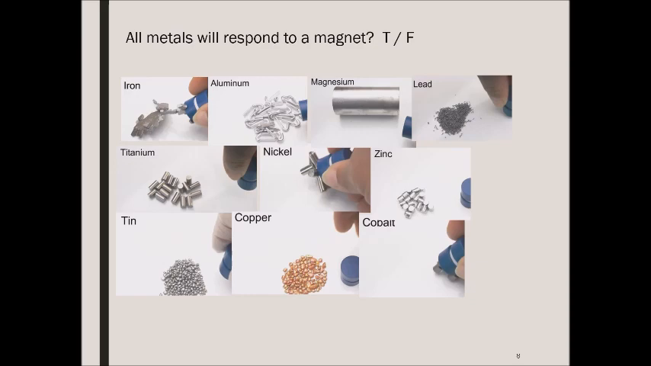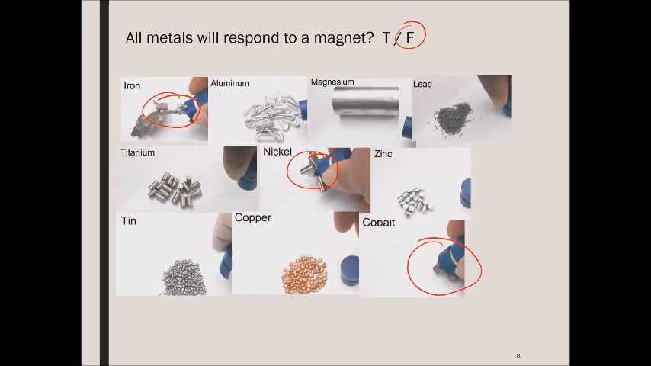The answer is false. Not all metals will respond to a magnet. There are some that are very difficult to magnetize, and you can see here in the picture that only a few look like they're attracted to the magnet. Iron, nickel, and cobalt are the only ones that will just react to a magnet by themselves.